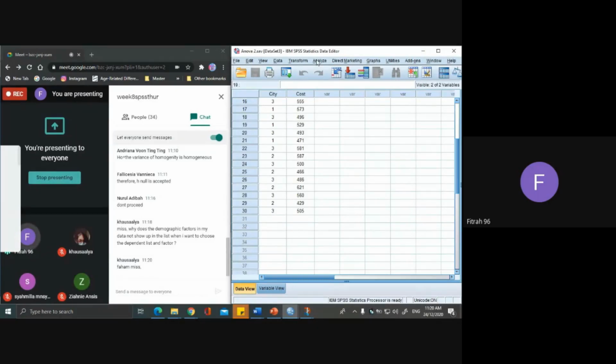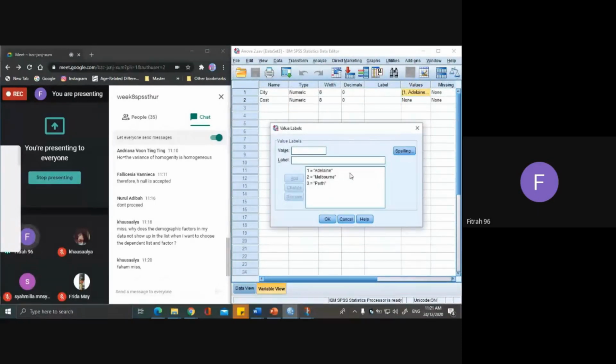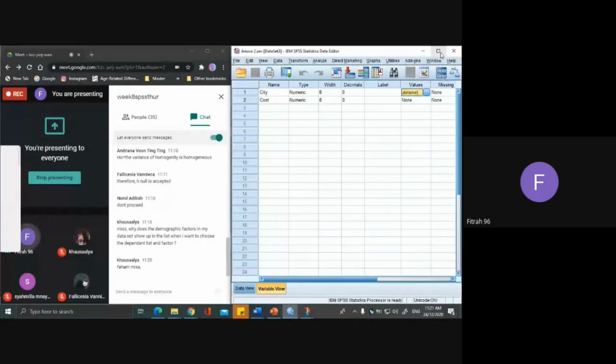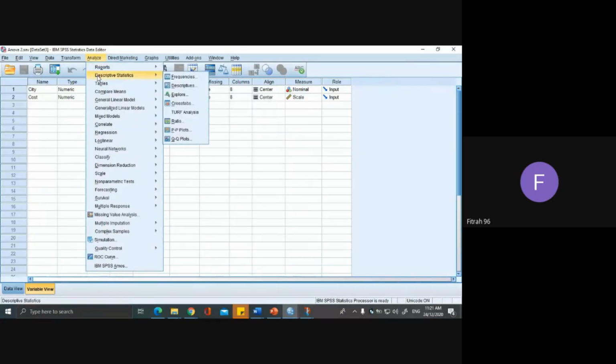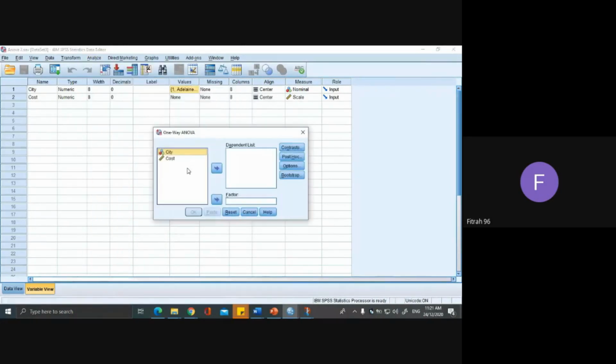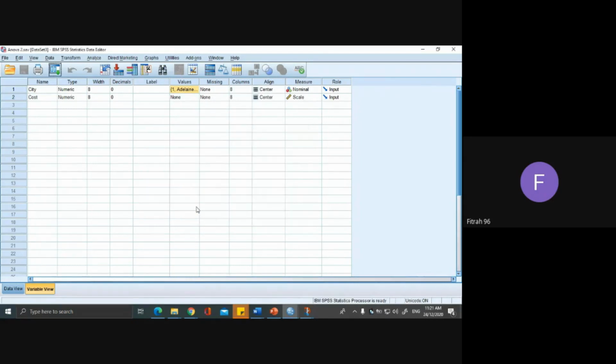This is our last example. Kita akan bincangkan perbezaan between Adelaide dengan Melbourne dan Perth in terms of cost of living. Okay. So kita pergi dekat lines, descriptive status, compare mean, one way ANOVA, will become factor and cost will become kita punya dependent list lah. Post hoc Tukey, option homogeneity test. You click continue, then okay.